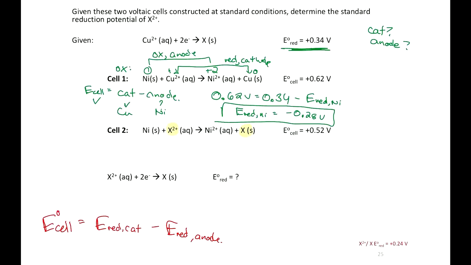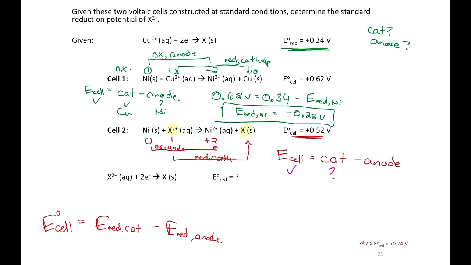And we're going to use that in the second equation, because in this equation, let's look and see what's happening. Nickel is still being oxidized. It's going from 0 to +2, so it is still the anode here. But this time, we have some unknown substance being reduced. It is the cathode. And overall, it gives this different cell potential. So the idea here is we're going to use the exact same equation, E cell equals cathode minus anode. But this time, we know the cell potential, we're solving for the cathode. This time we know what the anode is.